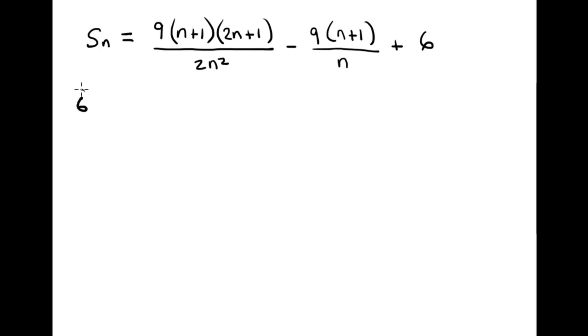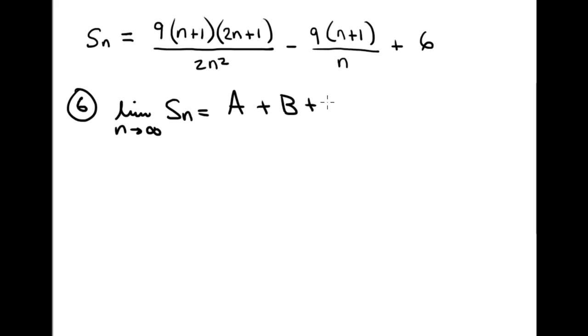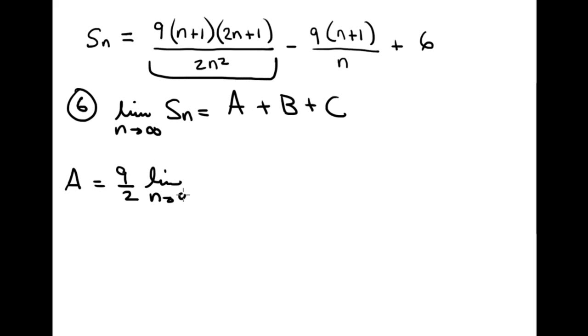Now finally, last step, just compute the limit when n approaches infinity of S sub n. I want to call the different parts A, B, and C, three terms. The first is A, and A is equal to 9 over 2 times the limit, applying the property for the limit, the coefficient goes in front, when n approaches infinity of n plus 1 times 2n plus 1 divided by n squared.